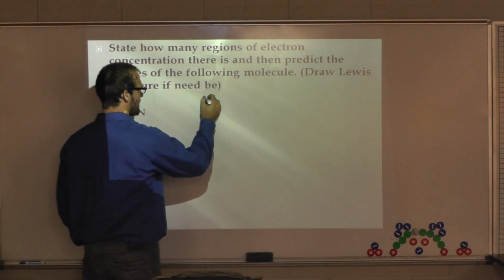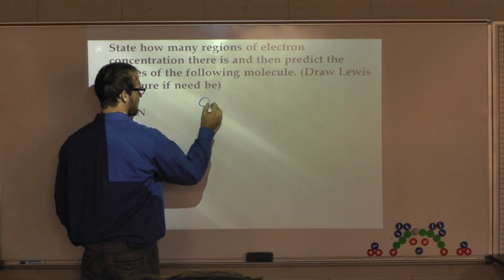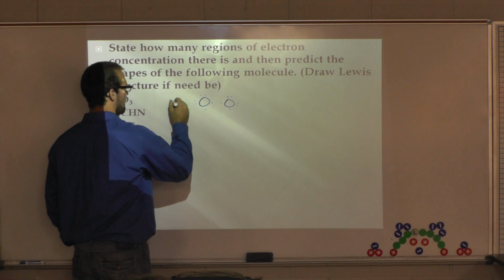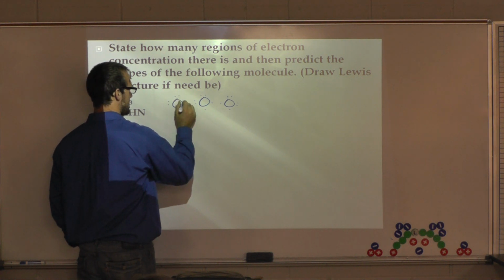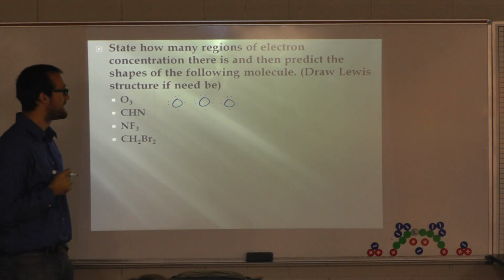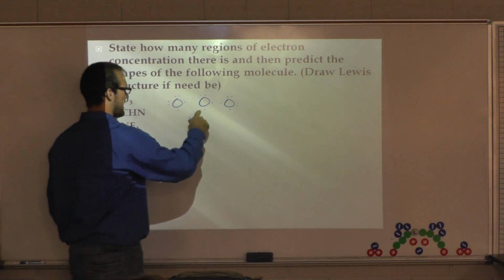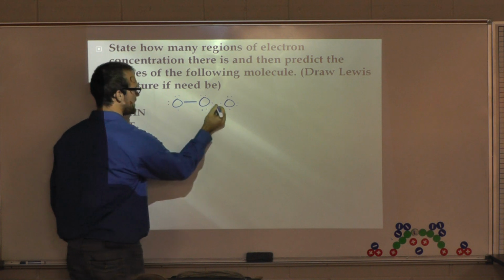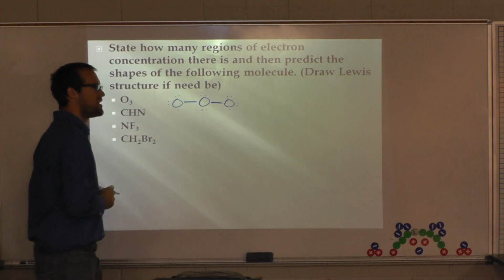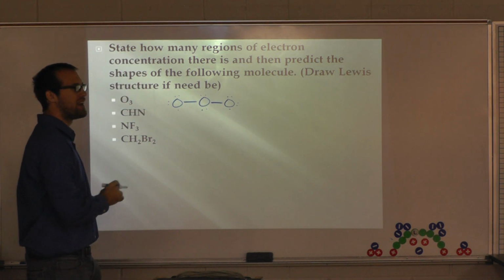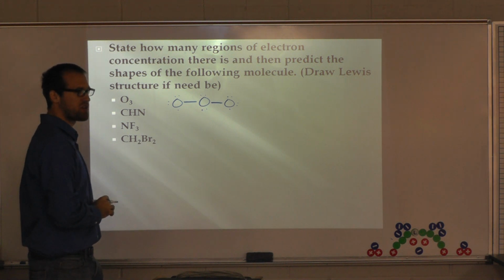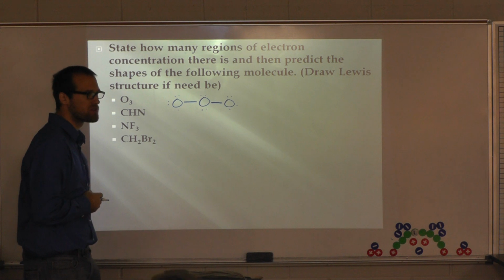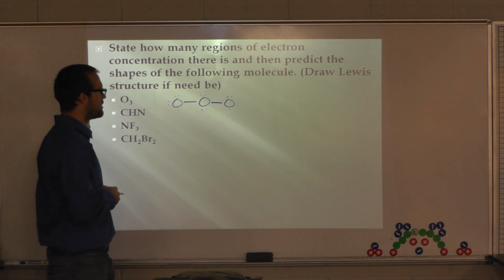All right, let's do this one. Oxygen. If I remember right, this is one that has resonance. Is it triangular? Or not? It's linear. Now, my Lewis structure is not going to show the correct shape unless I knew what the shape was before I started drawing the Lewis structure. Does that make sense?